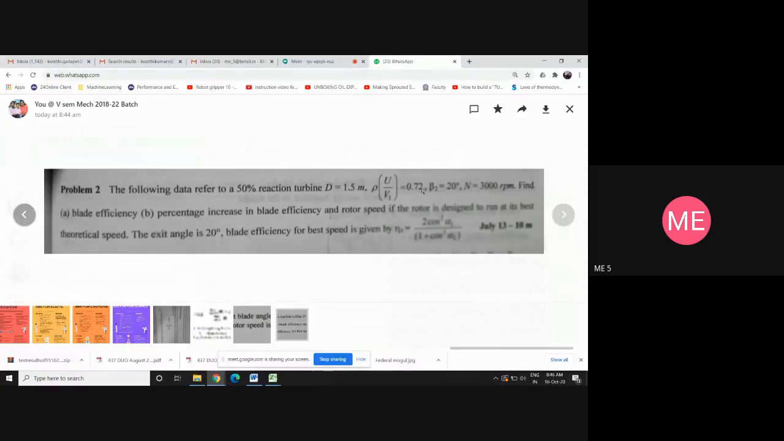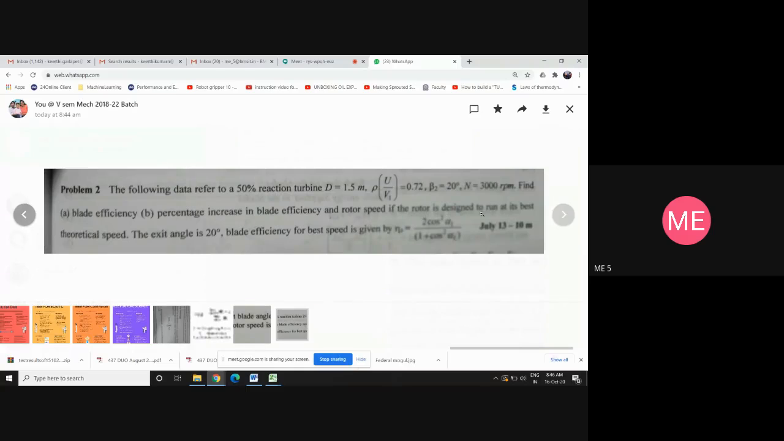And the speed of the rotor is 3000 RPM. Determine the blade efficiency. The rotor speed, N, is already given in RPM. So again, he is asking the rotor speed. That means that it is U, meter per second.